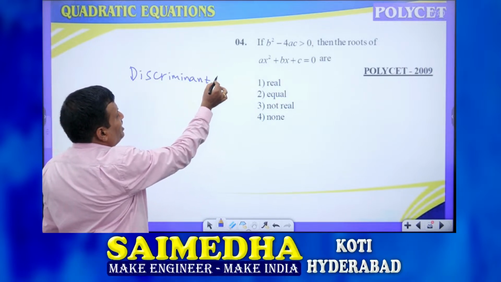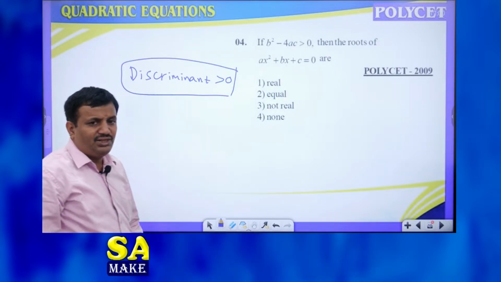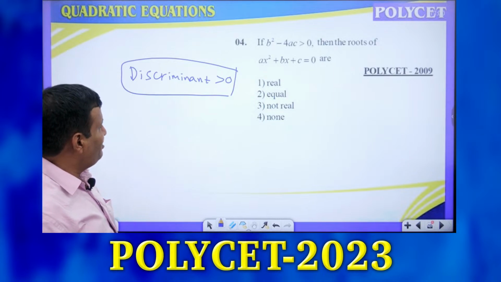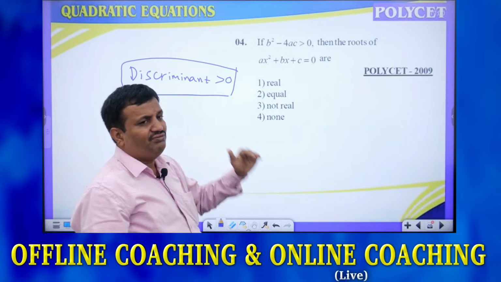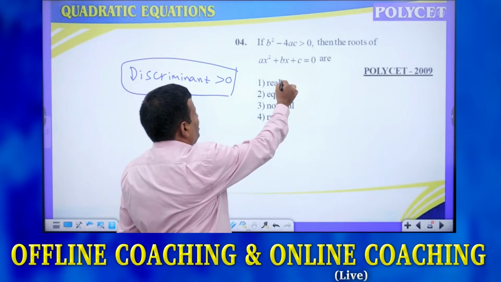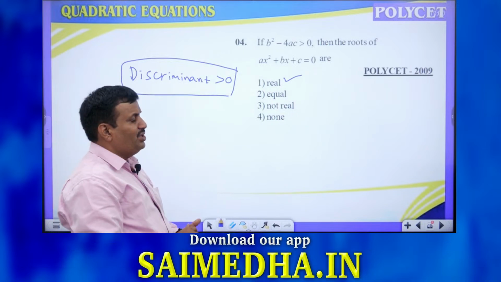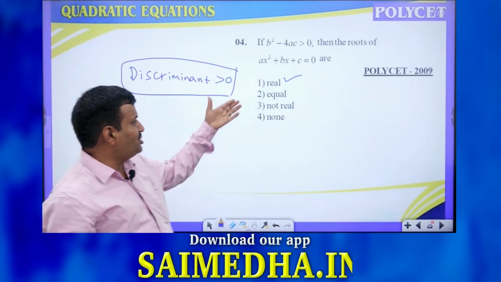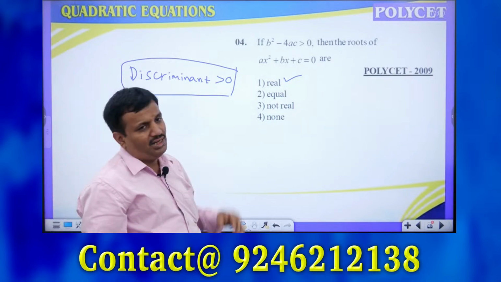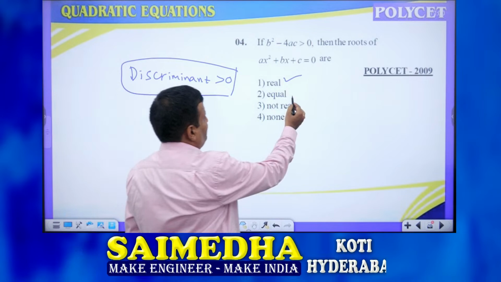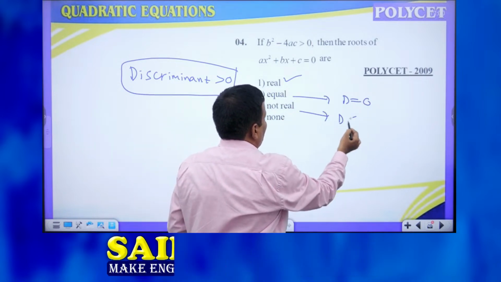Discriminant is greater than 0. If discriminant is greater than 0, what is the nature of the roots? Greater than 0, real, equal, not real, none of these. What is the correct answer here? Real is the correct answer. If discriminant equal to 0, the roots are equal. If discriminant less than 0, roots are not real. So this is the case for d equal to 0, and this is for the d less than 0.